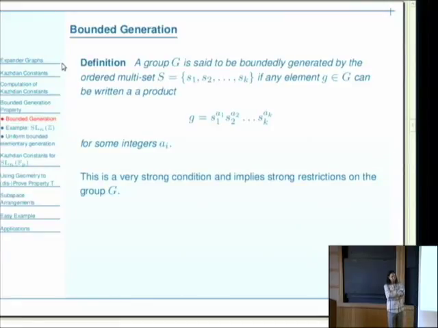It's a fact that you can take log n, a multiset of log n elements, let's say 2 log n elements, and then every element of the group is this ordered product of these multiset elements where the a_i are either zeros or ones. It's like a cube.